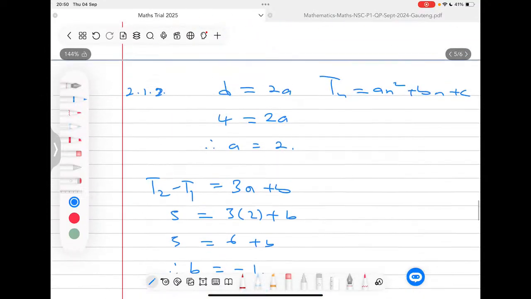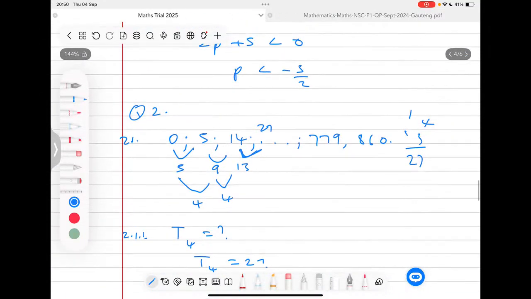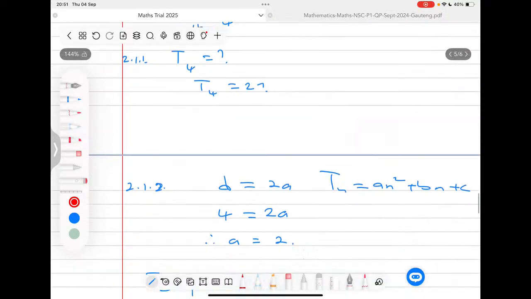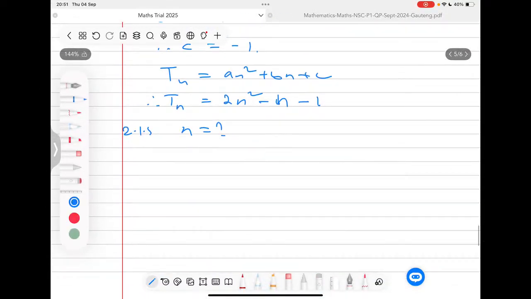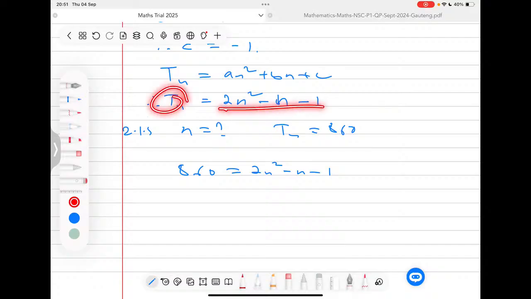Now remember, I said this sequence is a finite sequence, meaning it ends exactly here. This is the last term, so this is the nth term. This is the Tn, right? So it means here we know that Tn is equal to 860 because it ends there. So on my formula, I will then have 860 is equal to 2n squared minus n minus 1. I've just substituted the Tn here, and I've kept everything like that so that I can look for my n.